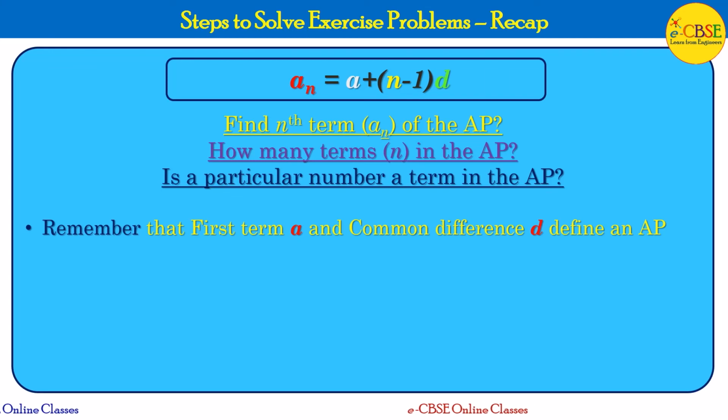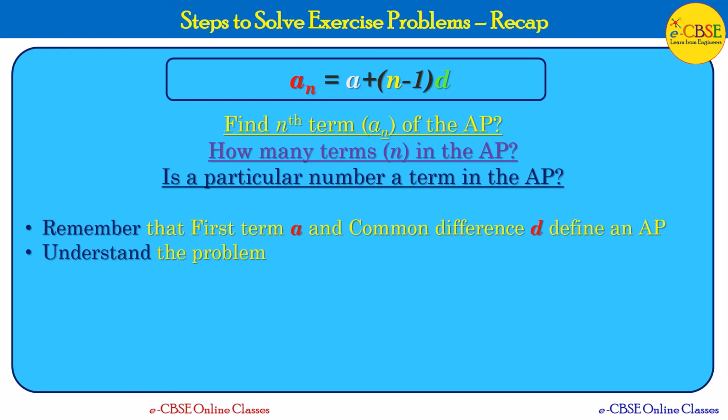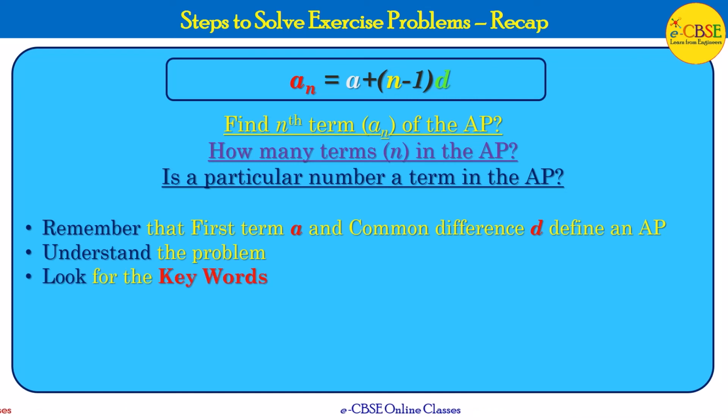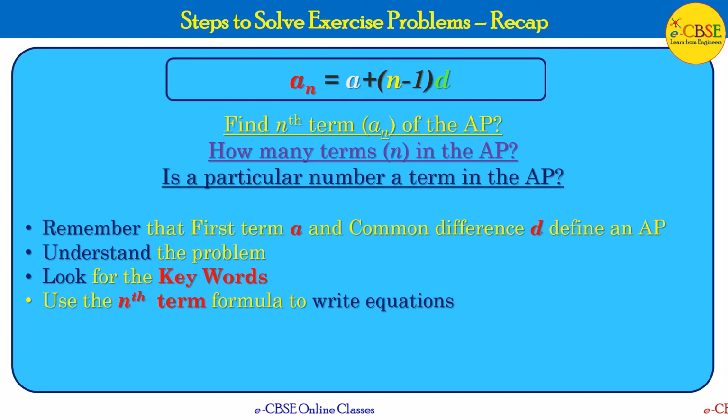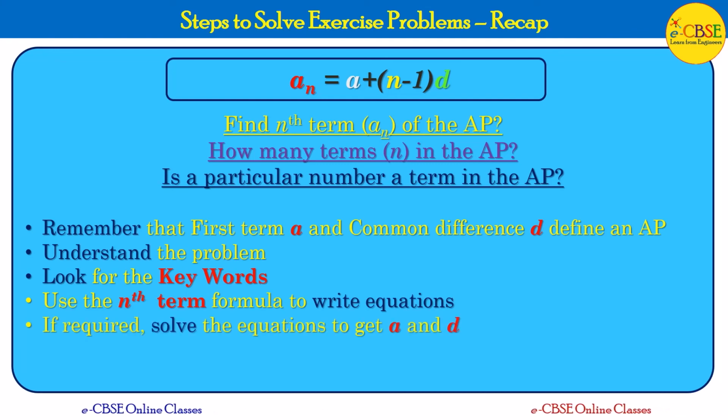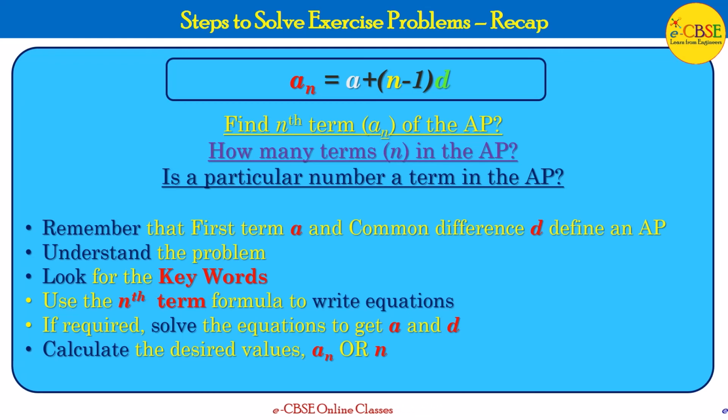What we need to remember is that the first term a and common difference d define an entire arithmetic progression. We need to understand the problem first. Typically when the problem is given in the form of a text, you need to understand that and look for the keywords, correct? And use the formula of the nth term to write equations. If required, once you get the equations, solve them to get the values of a and d and calculate the desired values. The desired values will usually be the nth term an or the number of terms n.